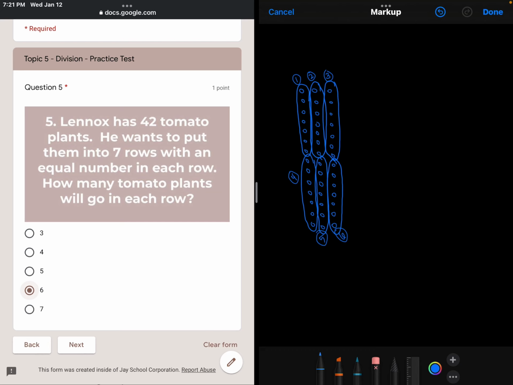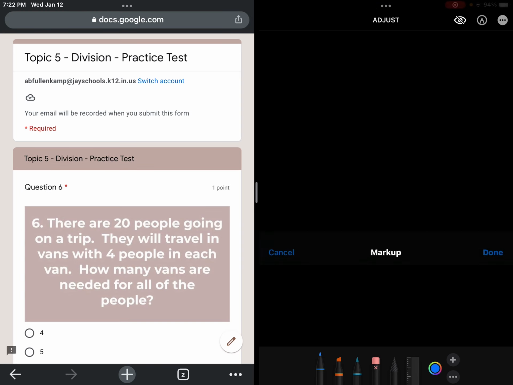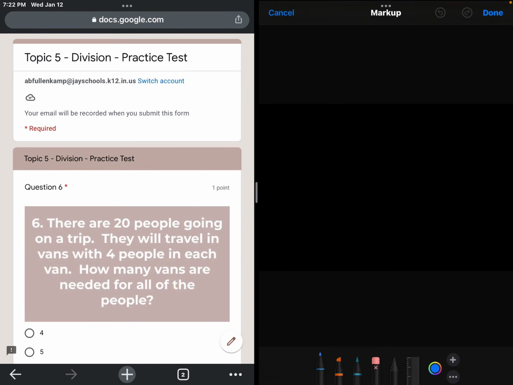So what would my division equation be for this? I would have 42 divided by 7 equals 6. Okay, that's my division equation. And there you go. There's your 6. Okay. Click my next button. Erase that. Bring it up again. Let's look at our number 6.